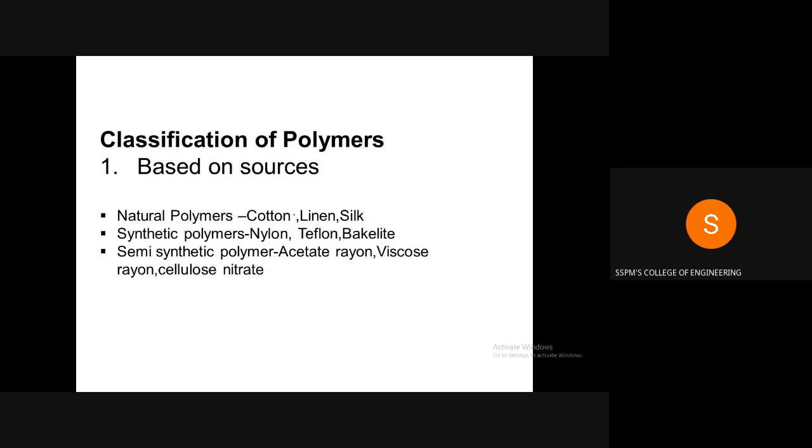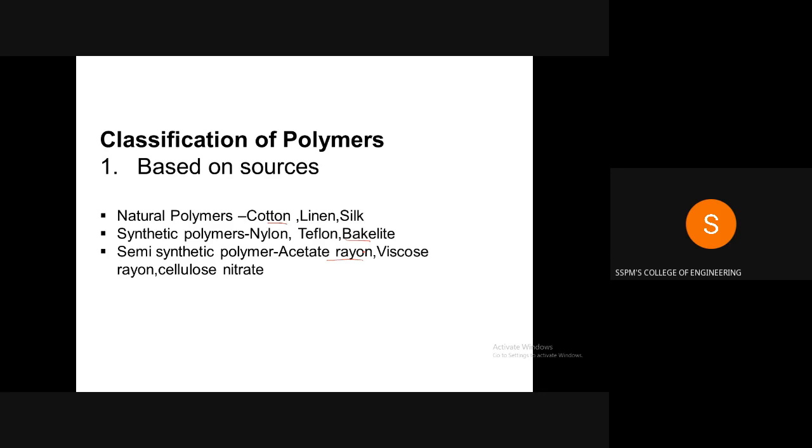So in the introduction of polymer chemistry, the classification of polymers is very important. In that, based on sources: natural polymers, synthetic polymers, semi-synthetic polymers. So remember this example, because questions have been asked in the last 2 to 3 years: which of the following is a natural polymer, which is a synthetic polymer, and which is a semi-synthetic polymer. So remember the examples of these.